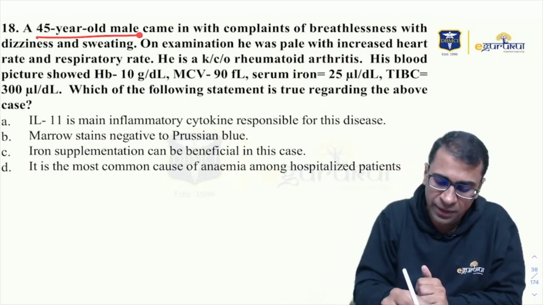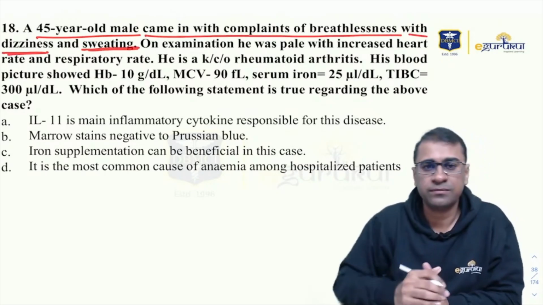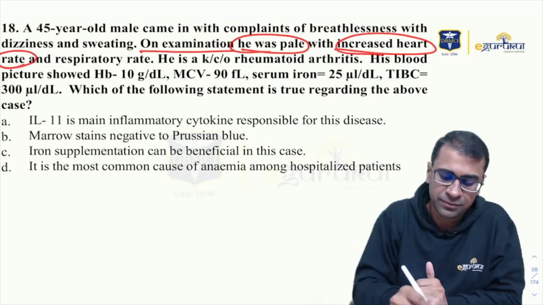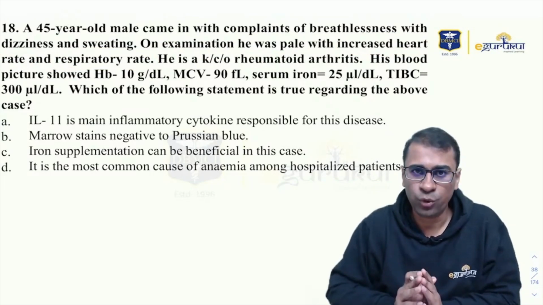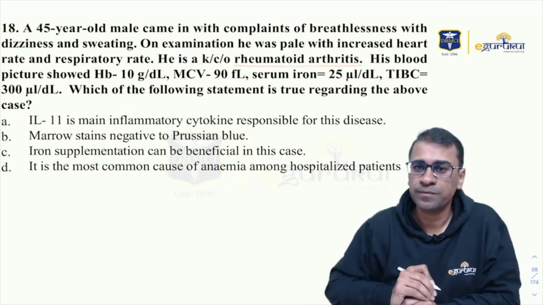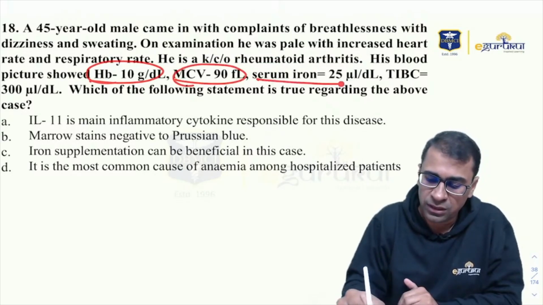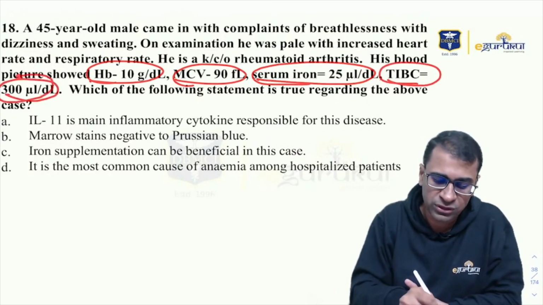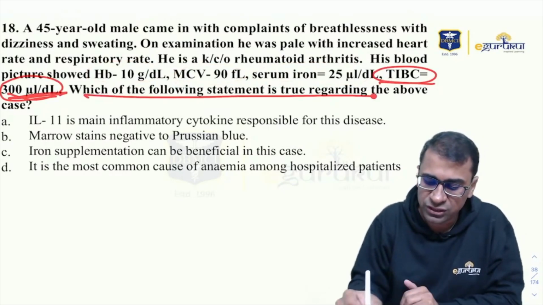A 45-year-old male came in with complaints of breathlessness, with dizziness and sweating. On examination, he was pale with increased heart rate and respiratory rate. So surely he has an anemia going on. He is a known case of rheumatoid arthritis. And the blood picture shows low hemoglobin, normal MCV, low serum iron. TIBC is 300. The following is true regarding the above case.